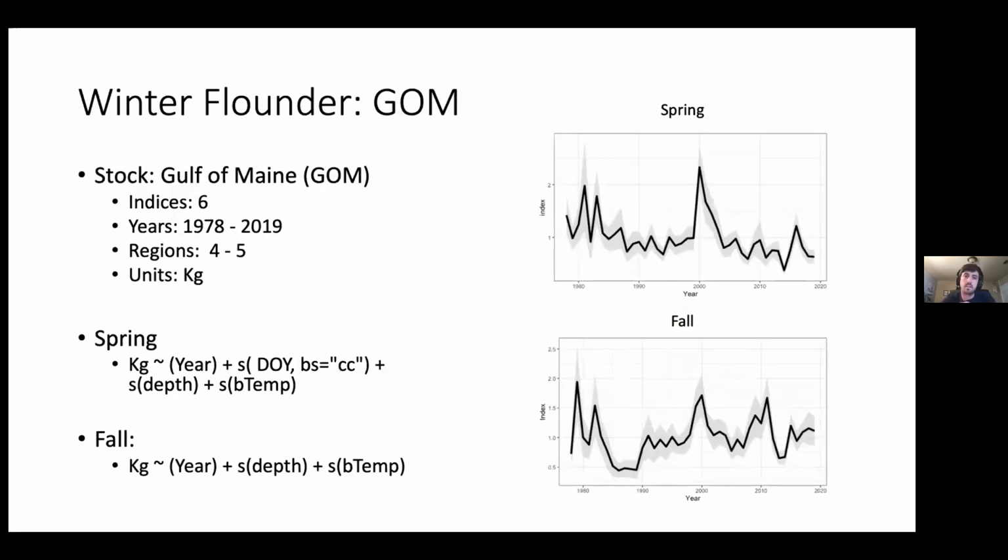So the next one is Gulf of Maine winter flounder. So 6 indices are used in the stock assessment. Again, it's using both the spring and fall. So here we're using regions 4 and 5, which are north of the Cape, and we're looking at kilograms. And you can see the trends that are currently used in the assessment over here on the right.